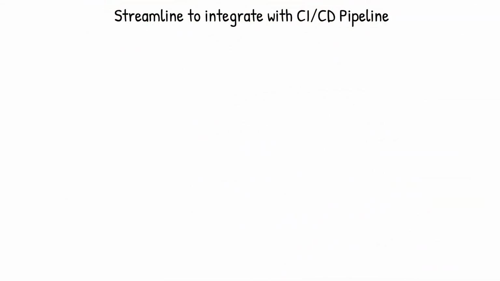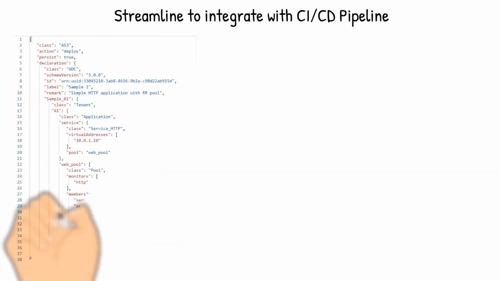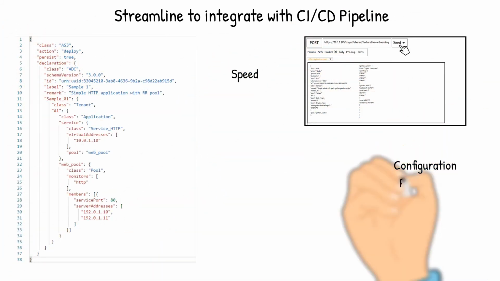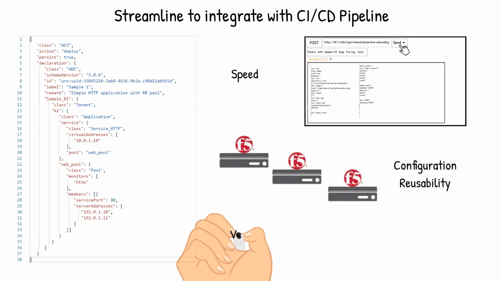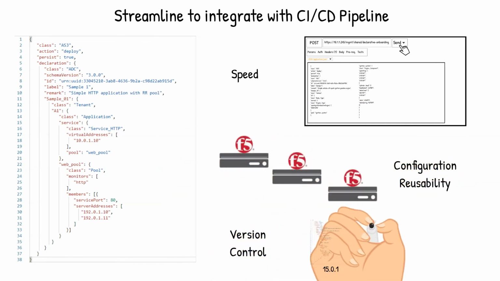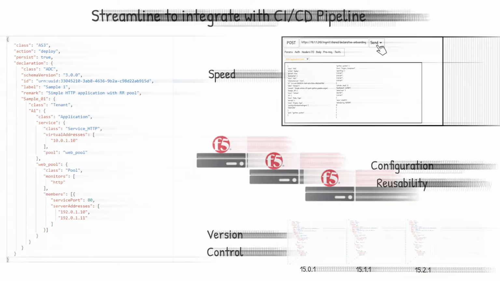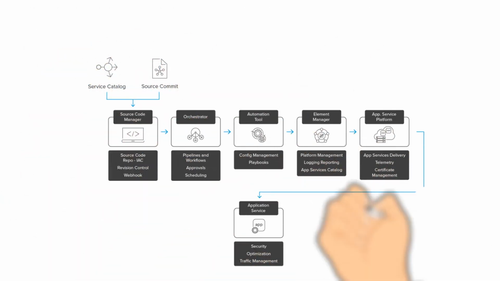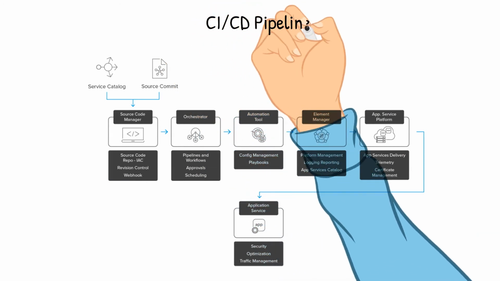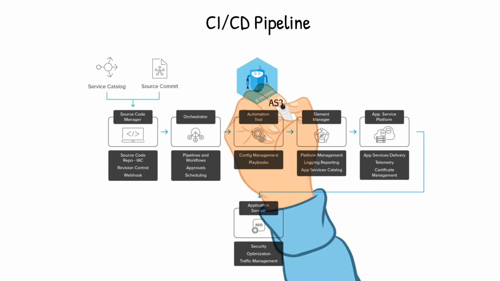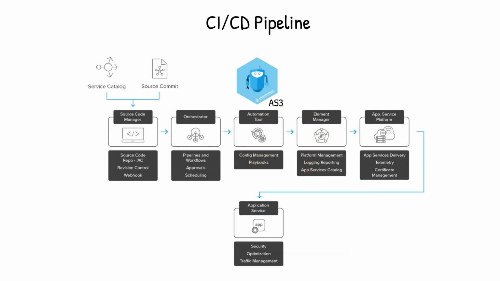What this can do for you and your organization is provide the application configuration as code for speed, configuration reusability, version control to create detailed configuration management, which will streamline the deployment of the Big IP application configurations to integrate with the CI/CD pipeline to allow for automation and orchestration by using F5's automation toolchain.